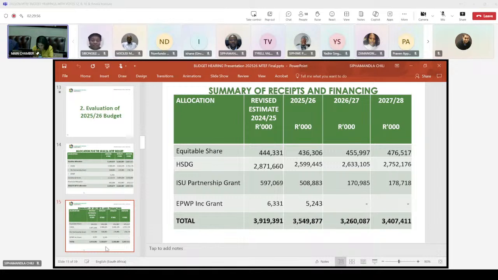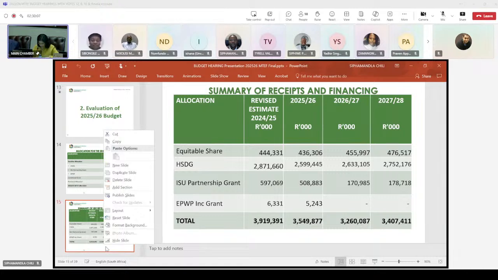EPWP grant was 6,331 million, then 5,243 million. Outer years still to be determined. The total allocation is 3,919 billion for 24-25. It's 3,549, then 3,260 and 3,407 in the outer years.